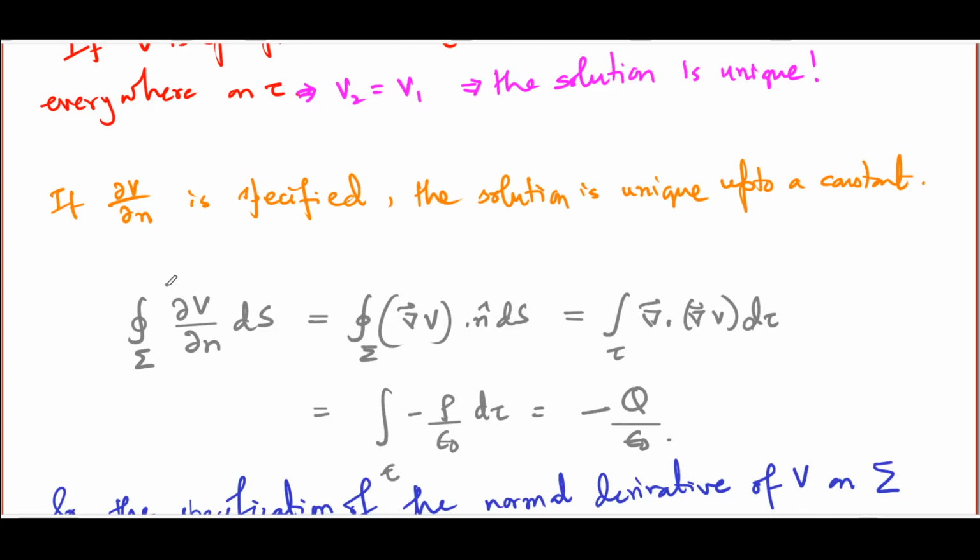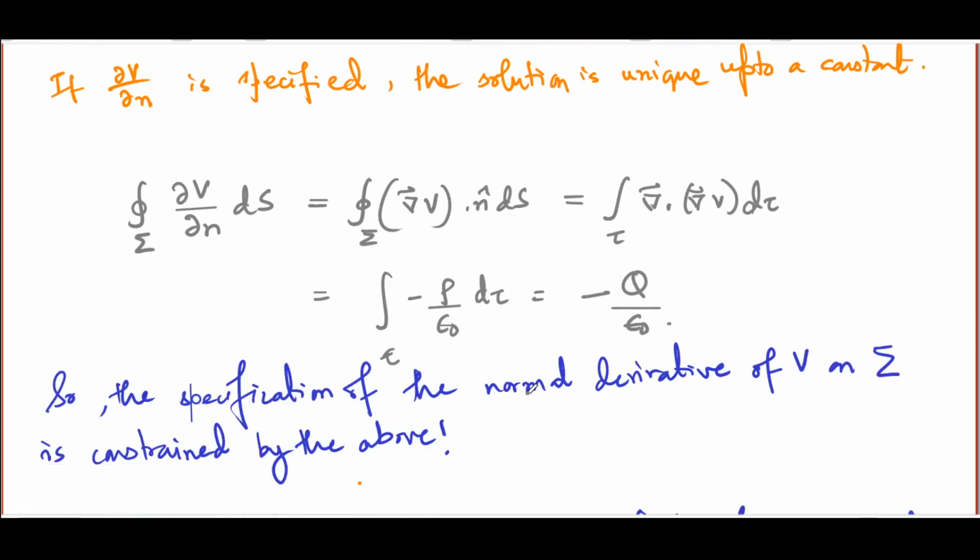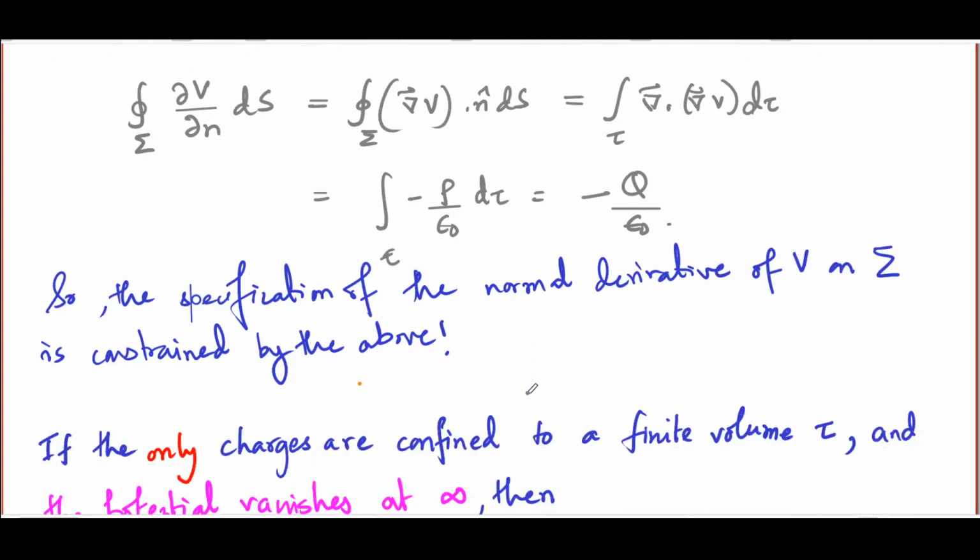The specification has to match this result, which comes from the fact that charge density inside the region is already known. So there is a constraint on this specification. If this constraint is violated, once again you get an inconsistency and there will be no solution.